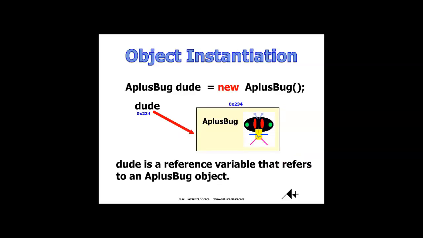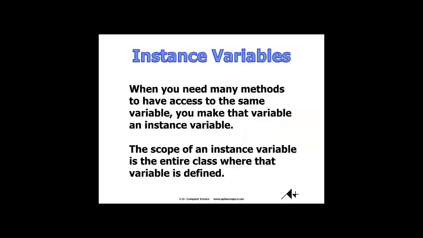Here we have the picture that we had before. Dude is not an A+ bug, but dude knows where one is. So if I went to dude and said, hey, what do you know? What do you got? Dude's going to say, hey, I've got OX234. I'm going to say, all right, I'm going to get the OX234 from dude. I'm going to go there, and in that particular spot, I would find an A+ bug. So once again, dude is not an A+ bug, but dude knows where one is. He's referring to an A+ bug.